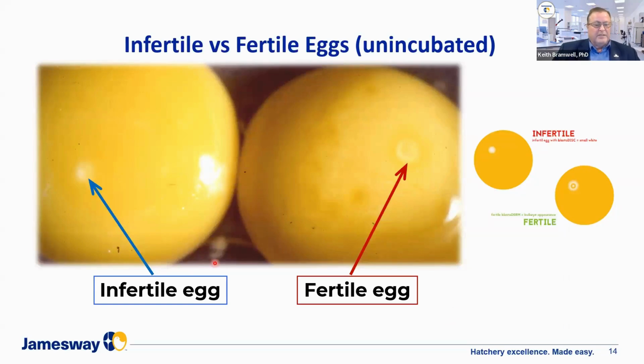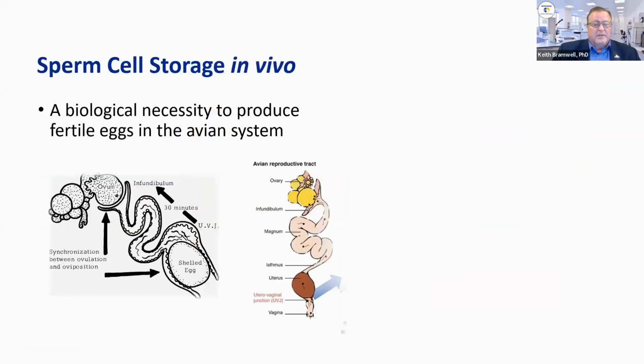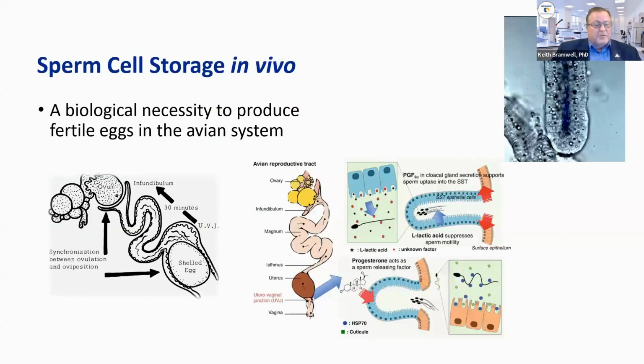But we see in that unincubated egg that white dot, the germinal disc, and we see it start to grow if that egg has been fertilized. We talked about the sperm storage glands. In the oviduct, these little crypts in the uterovaginal junction look like this. This is an actual electron micrograph of that. The blue in here are the sperm cells that are lined up in there.